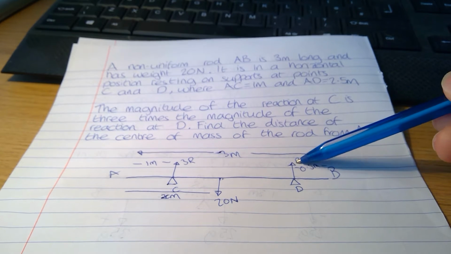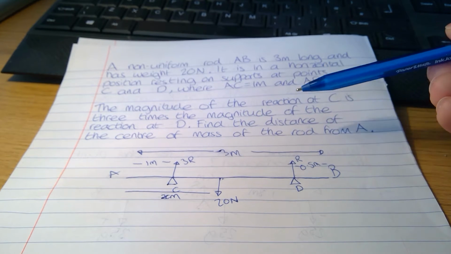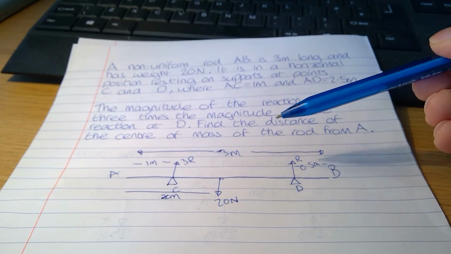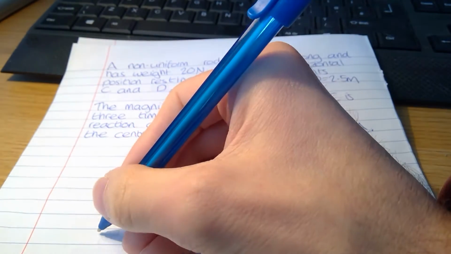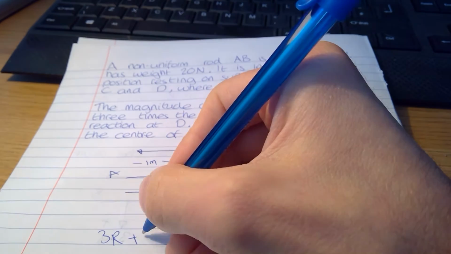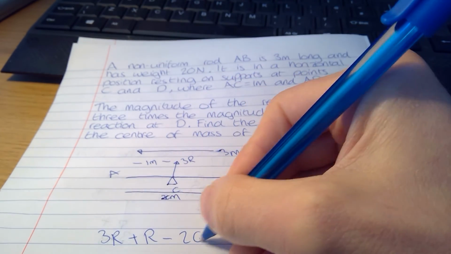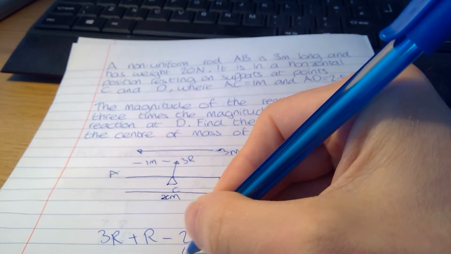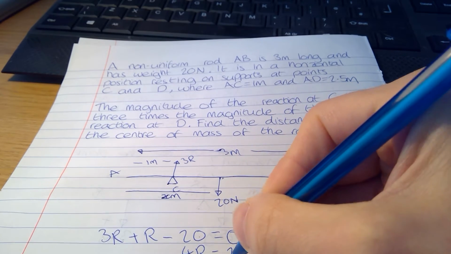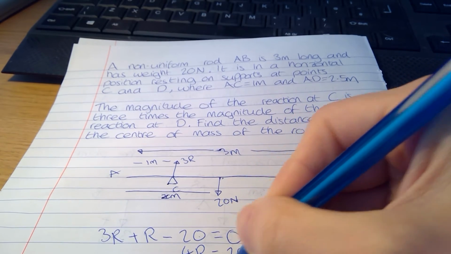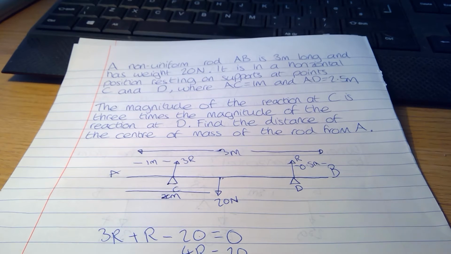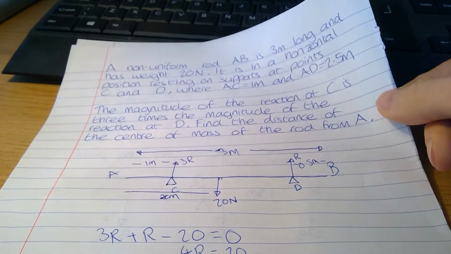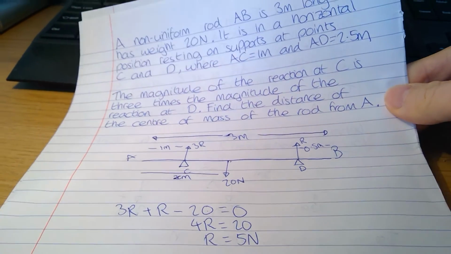So the two upward forces, 3R and R, they must balance with a 20 Newton force. So in other words, we need to say 3R add R take 20 is equal to 0. So 4R equals 20. So R must be equal to 5 newtons. The next thing we can do is take moments. So we might as well take moments about A, seeing as we've got what R is equal to now.